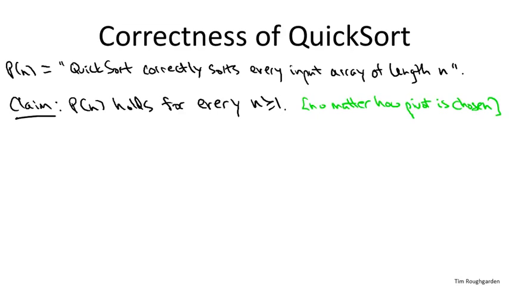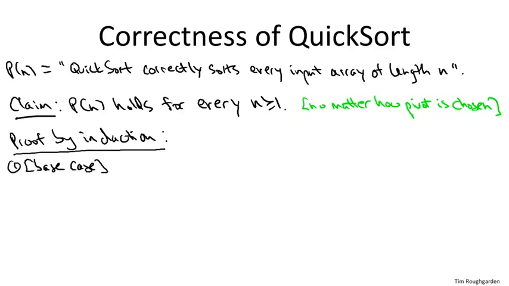So let's proceed by a proof by induction. So for the base case, when n equals 1, this is a fairly trivial statement. Right? Then we're just talking about inputs that have only one element. Every such array is already sorted. Quicksort when n equals 1 just returns the input array. It doesn't do anything, and that is indeed a sorted array that it returns.